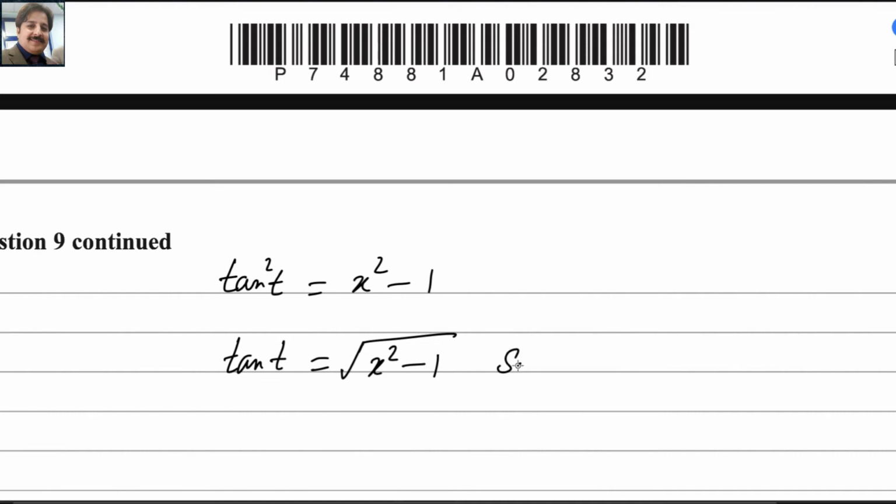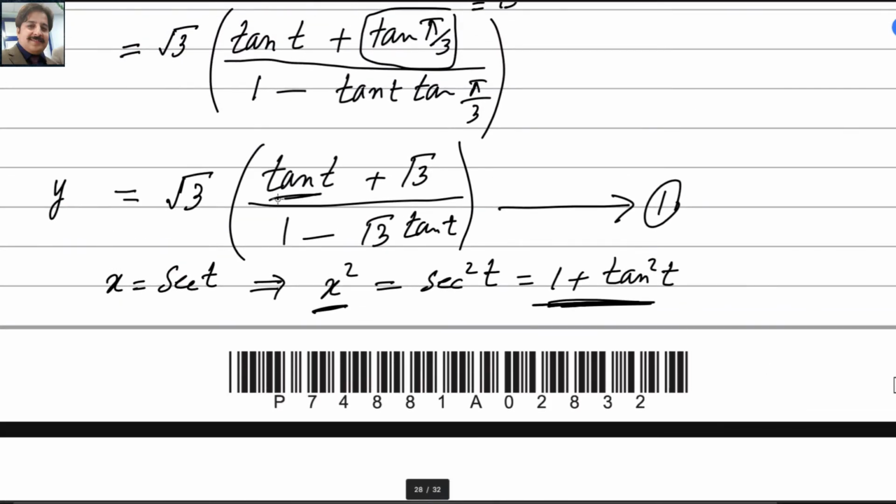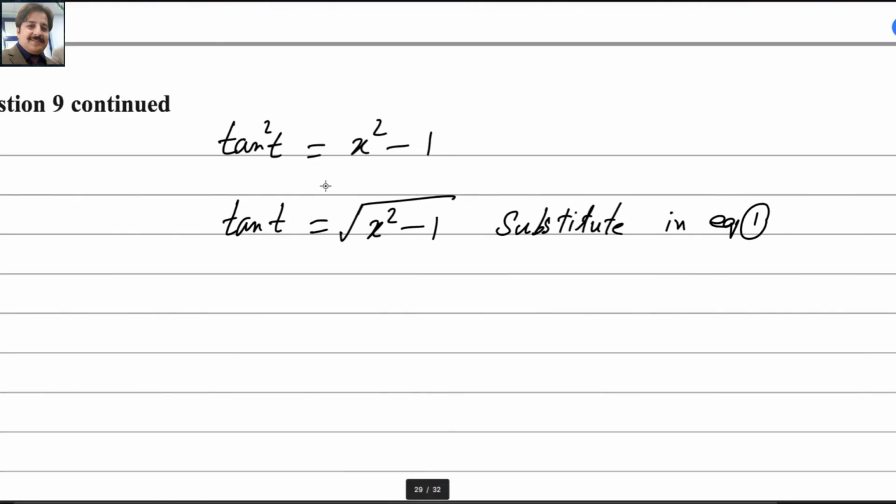So substitute this in equation number 1. This is equation number 1. We can substitute over here. For tan t, we can write x square minus 1.